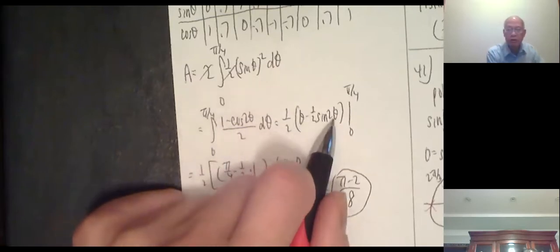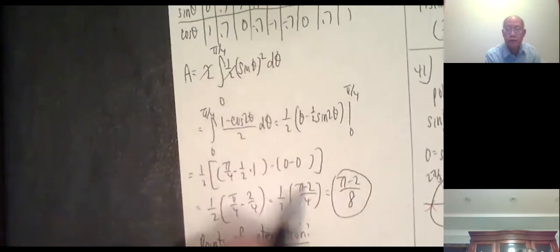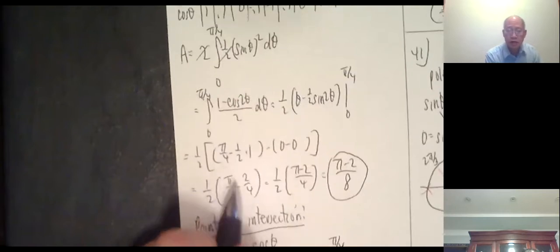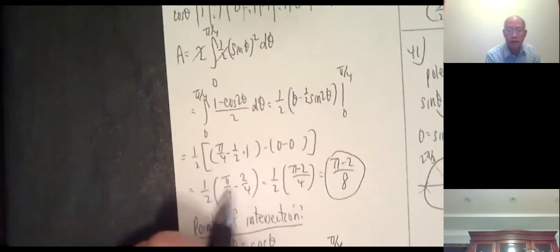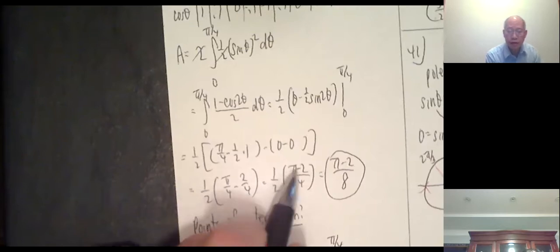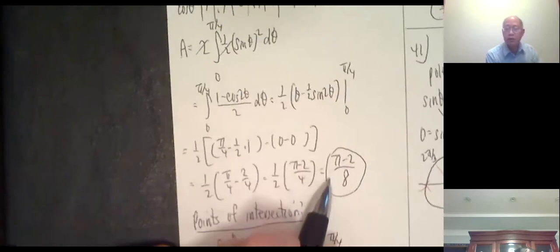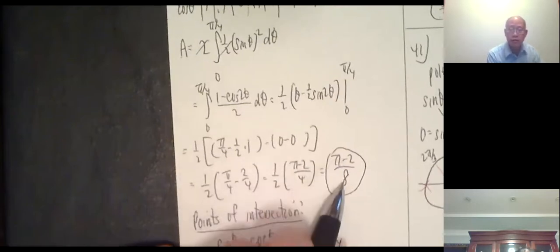Okay, if I plug in pi over 4, I'm taking the sine of pi over 2, which is 1. So it's negative a half times 1. Okay, so trying to clean this up, 1/2 of pi over 4 minus 2 over 4, which I'm going to write as pi minus 2 divided by 4. Half of that is pi minus 2 over 8. So the answer is pi minus 2 over 8.